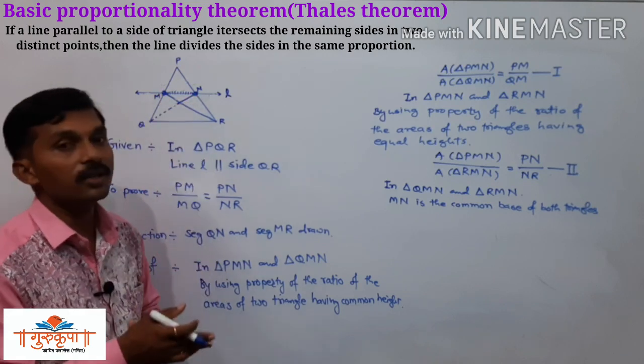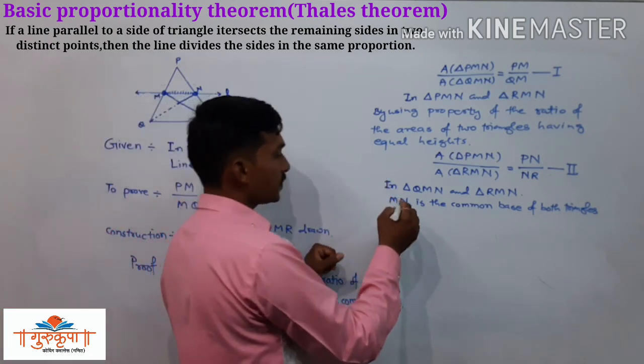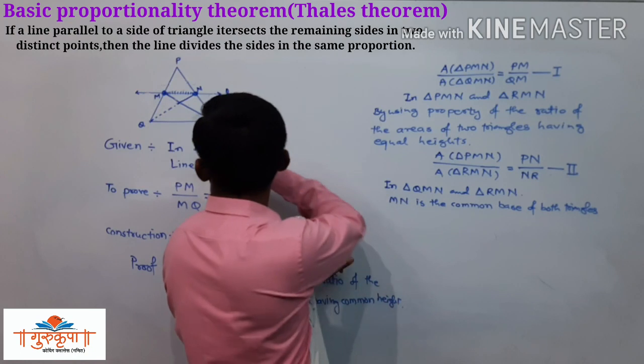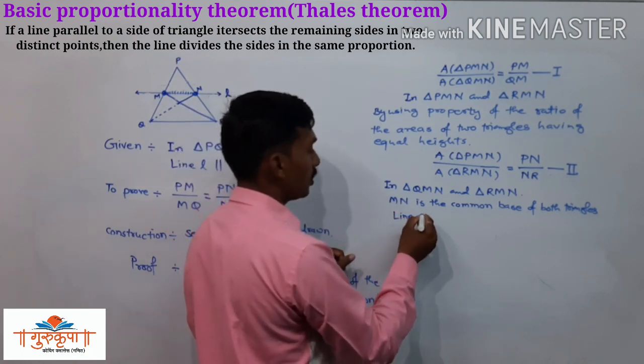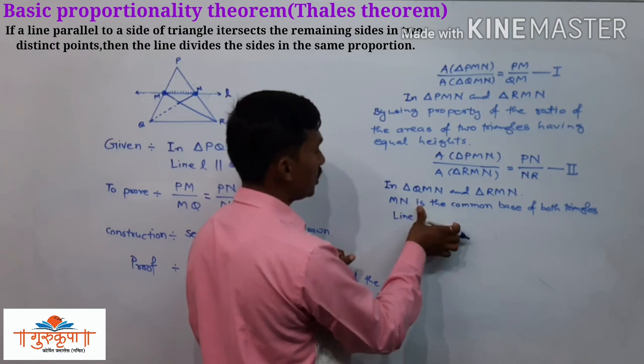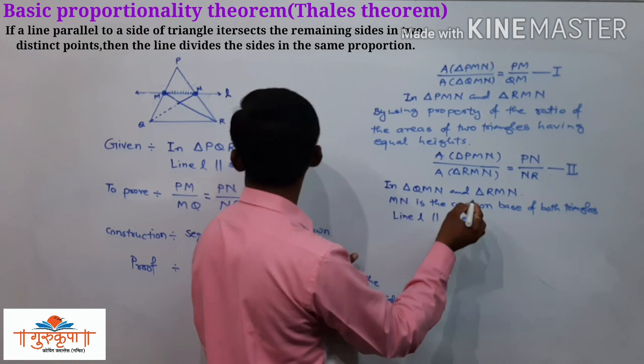Since their heights are equal, so here you can write MN is parallel to QR. This is line L. Line L, you can say, is parallel to side QR.